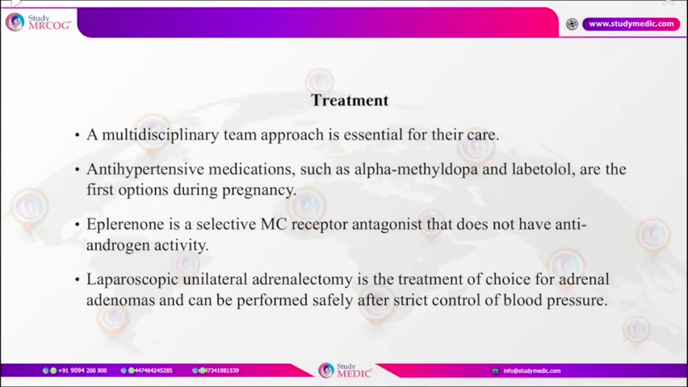So how can it be managed? It is managed by means of a multidisciplinary team approach, giving appropriate antihypertensive medications, and methyldopa or labetalol are the first option during the course of pregnancy. Eplerenone is a selective mineralocorticoid receptor antagonist that does not have anti-androgen activities. Laparoscopic unilateral adrenalectomy is the treatment of choice for adrenal adenoma and can be performed safely after strict control of blood pressure.